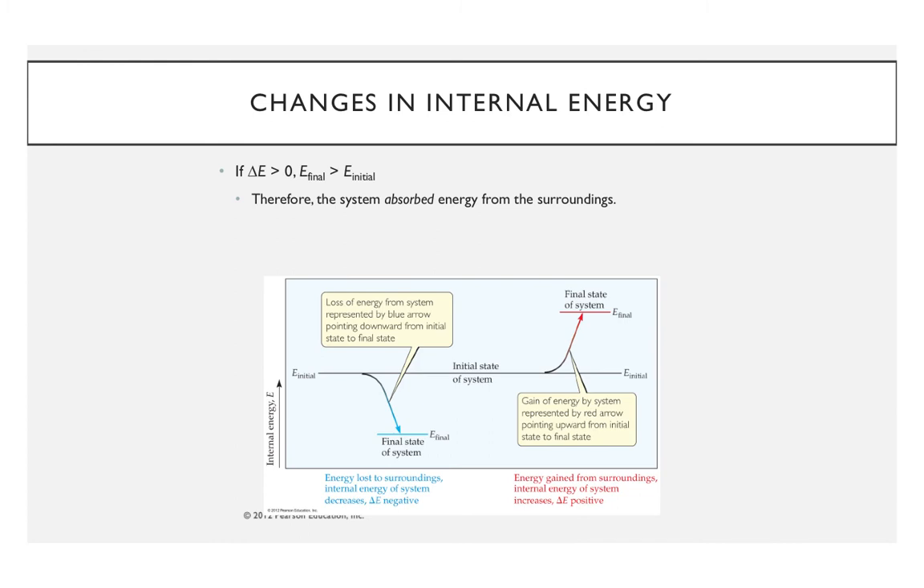So, summarizing: if delta E, the change in internal energy, is greater than 0 or positive, the final energy is greater than the initial energy. That means the system is absorbing energy from its surroundings. That's where that energy is coming from to make the final energy greater than the initial energy. Likewise, if the change in energy is less than 0, then the internal energy final is less than the internal energy initial, which means that extra energy got released into the surroundings.